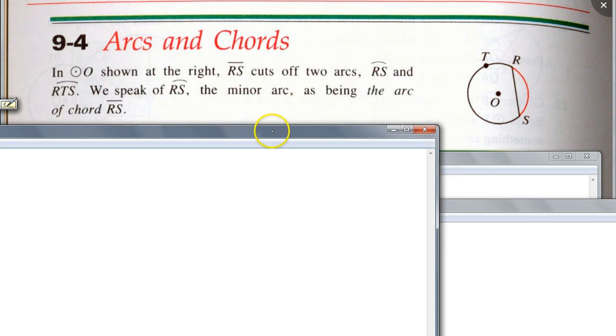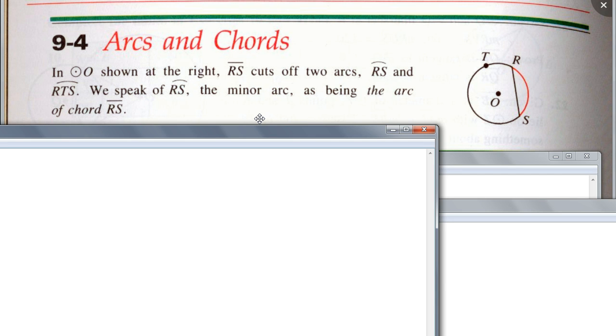So somebody read this for us. Nico, go ahead. In circle O, shown at the right, RS cuts off two arcs. Yep. Arc RS and arc RTS. We speak of arc RS, the minor arc, as being the arc of chord RS. And this is important because they could be talking about what is the arc of the chord RS. Are we talking about the major arc or the minor arc in this case?